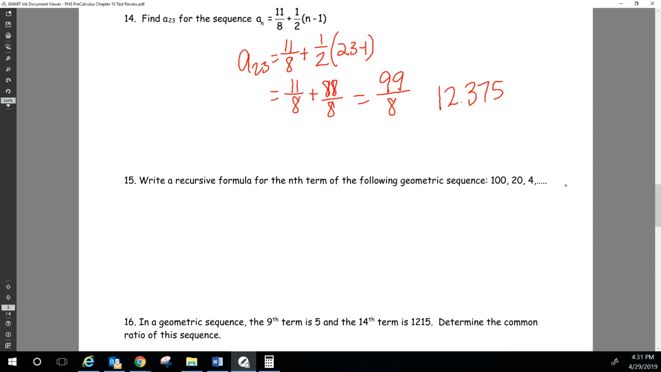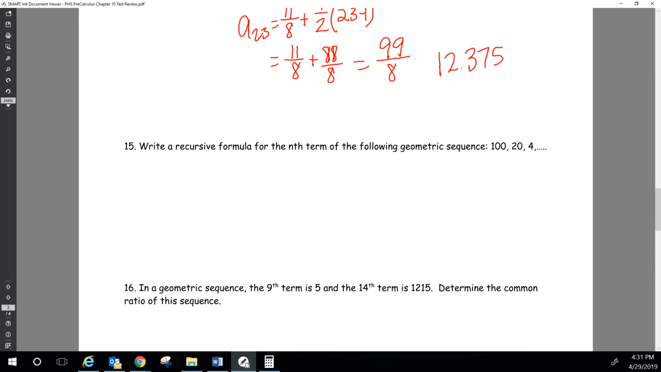Number 15 says, write a recursive formula for the nth term of the following sequence. Remember, a recursive formula always has to start with a sub 1. So my first term is 100. For each term that comes after it, it's geometric, so I'm going to be multiplying the term that came before it times something. So what am I multiplying each term that follows by?